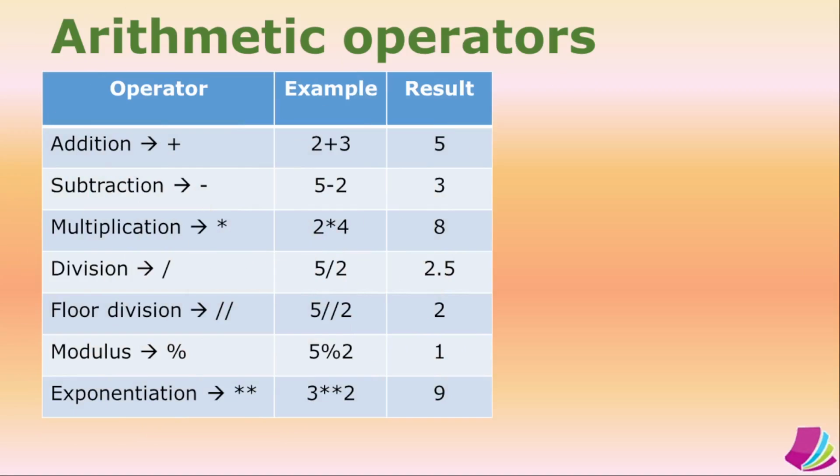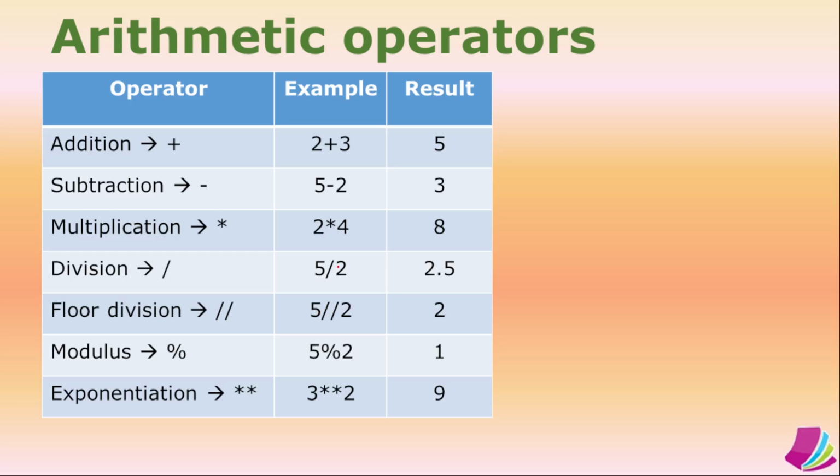So the first one is arithmetic. You're pretty much aware of these operations. Addition is given by plus, it performs numeric addition, and subtraction is given by the symbol minus, that performs numerical subtraction. Likewise, multiplication is done by star, division by slash, and there's something called floor division, where you use double slash.